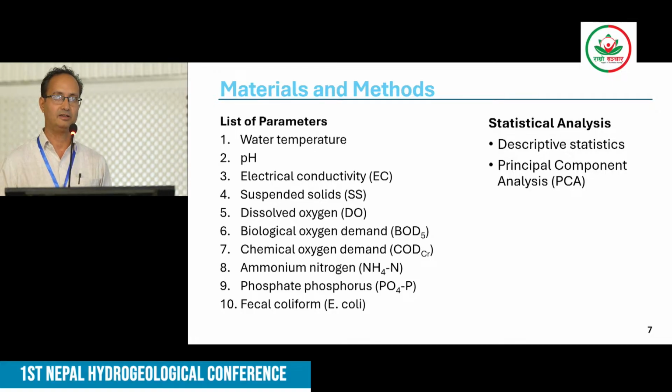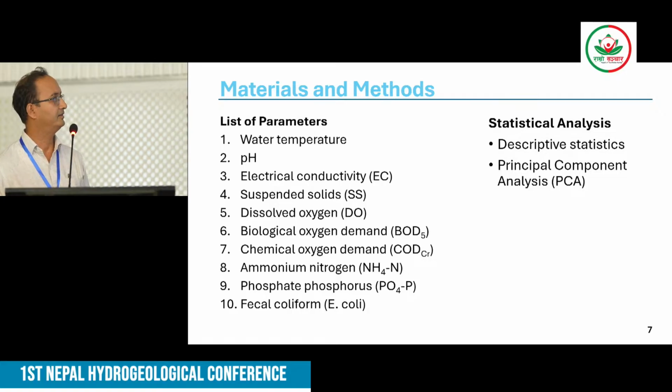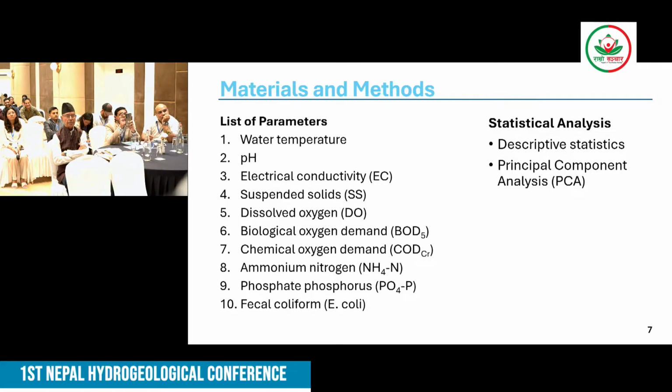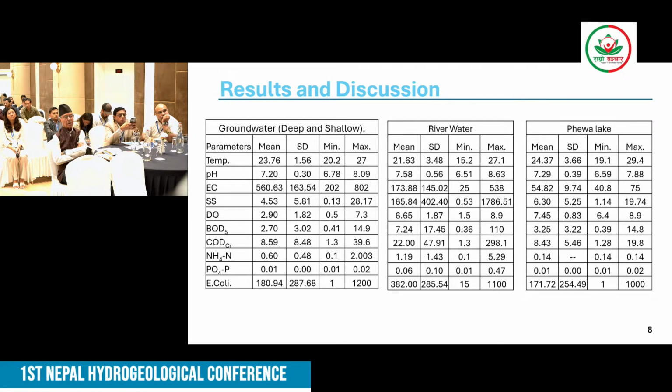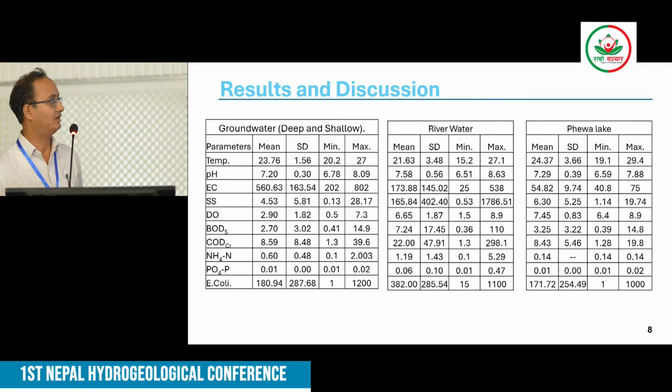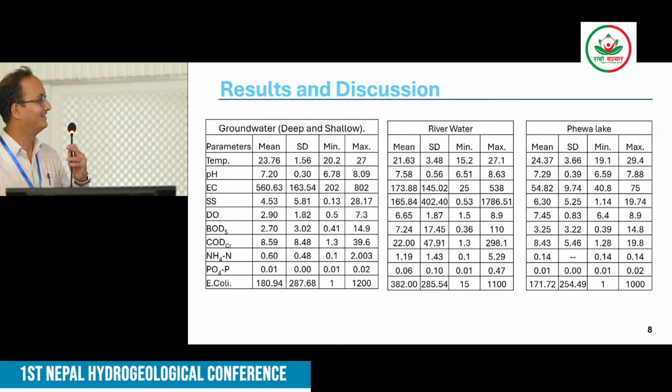So we carried out the statistical analysis, mainly descriptive analysis of the data, and we did the principal component analysis and the cluster analysis also. So this is the overall mean, standard deviation, and minimum and maximum values for all the parameters, for all the groundwater, river water, and the lake.